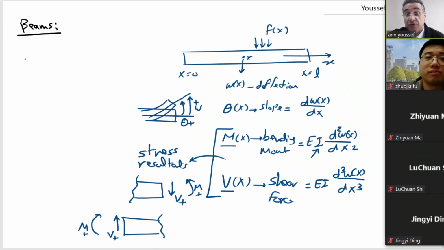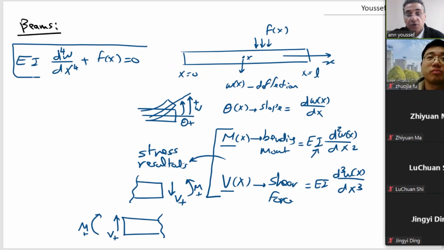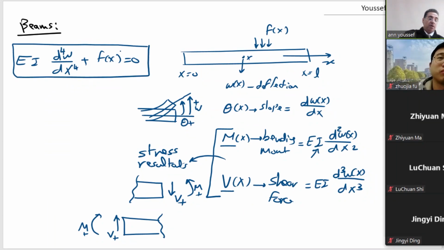The differential equation for the beam is EI times d4w by dx4 plus f of x equal to 0. It is the same like bars, but with a fourth derivative. So you expect to have four-time integration, but it is exactly the same.